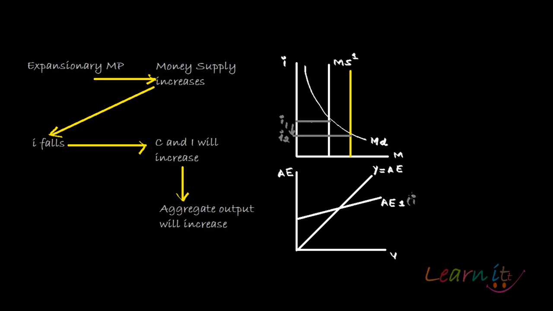At the level of initial interest rate, say I1, this is the level of aggregate expenditure. This was M1, this is M2. This is the level of aggregate expenditure, and this is the level of output, say Y1. Now, supposedly, because of the fall in interest rates, consumption and investment have increased. So aggregate expenditure has also increased, and the aggregate expenditure line shifted to AE2 at the level of interest rate I2.